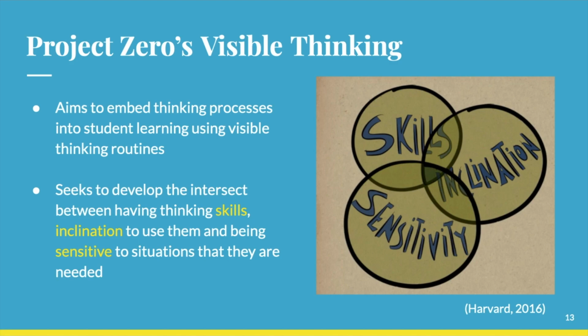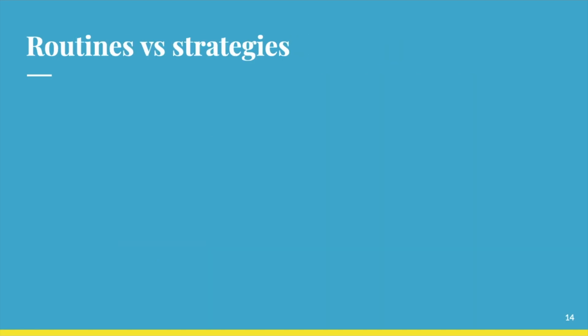We see that a lot with maths word questions, as most students have the skill, but they come unstuck through failure to recognise that this is now the time to apply that skill. And this is really what visible thinking tries to do, is go beyond just having the skills, being able to recognise when you need to use them as well.